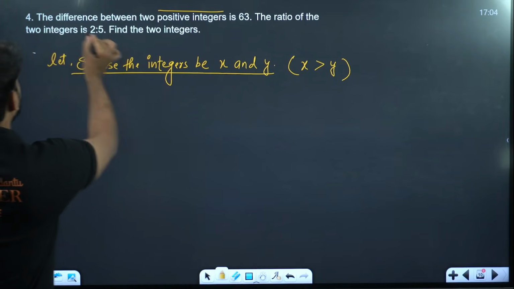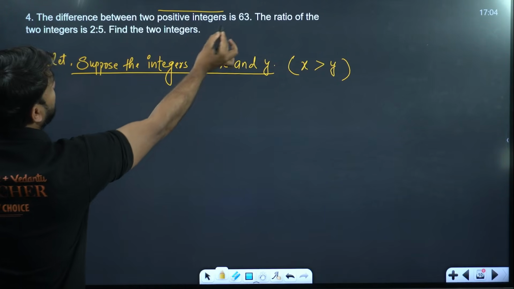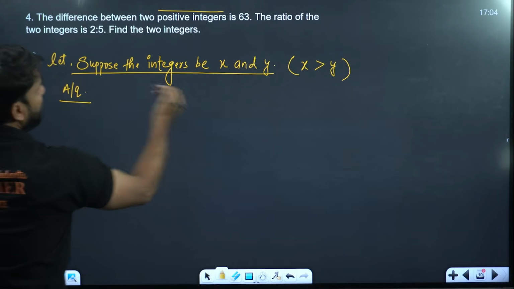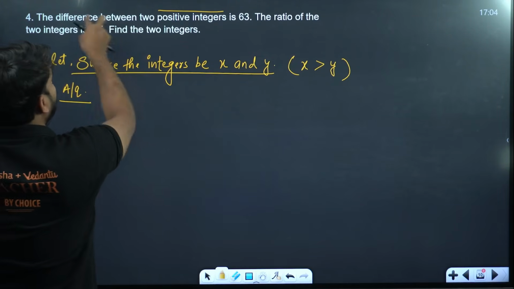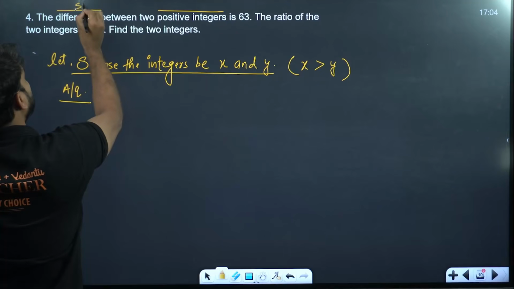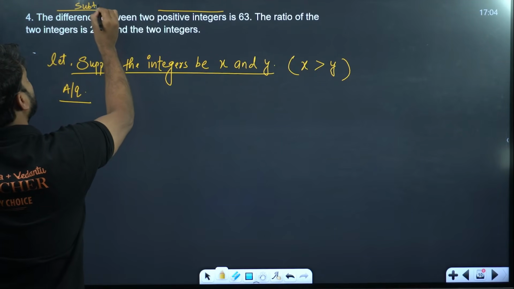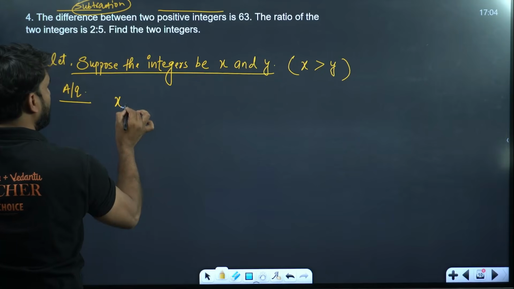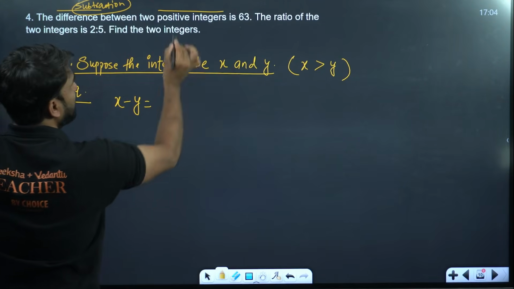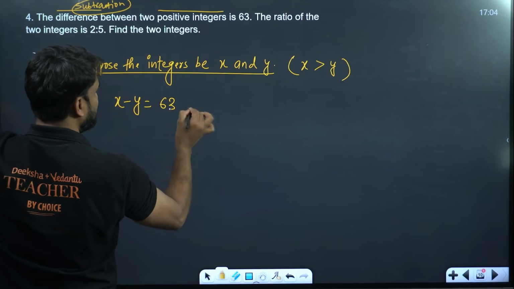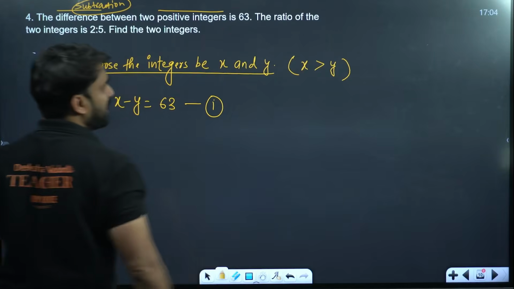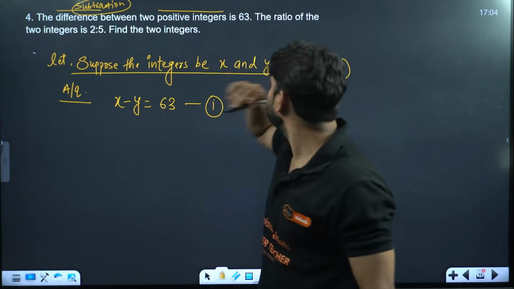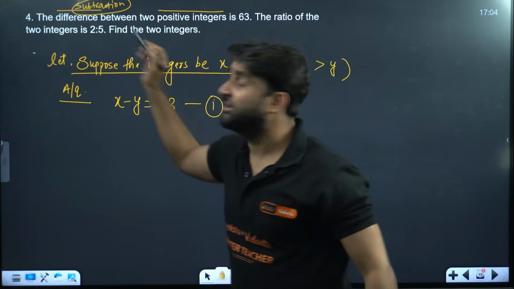So what will be the first equation? The difference between two integers is 63. So according to the question, if x is greater than y, then the difference means what, my dear? Subtraction. Difference means subtraction. So the equation will become x minus y is equal to 63, because we have assumed that x is greater than y. Now look at the ratio. The second information, the ratio of two integers is 2:5.